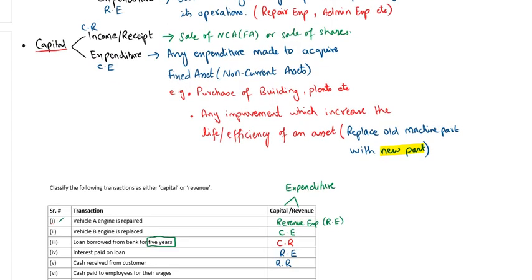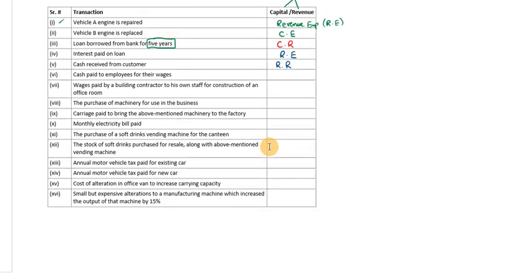Okay. And the next one is point 6, cash paid to employees for their wages. So this is revenue expenditure. Okay. Can you fill up the remaining ones?